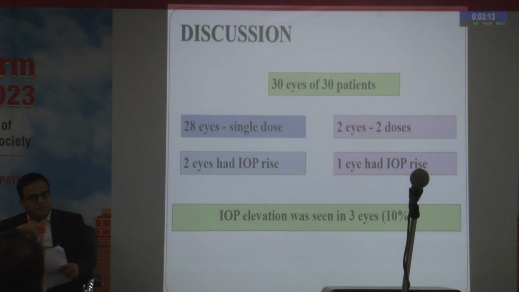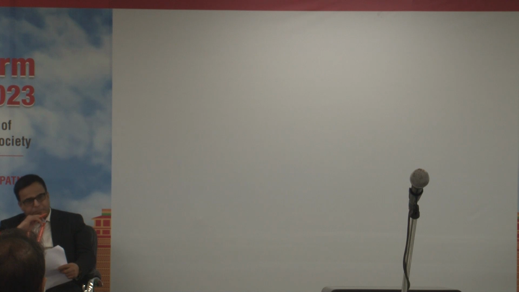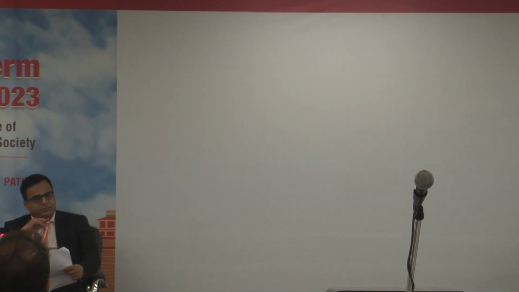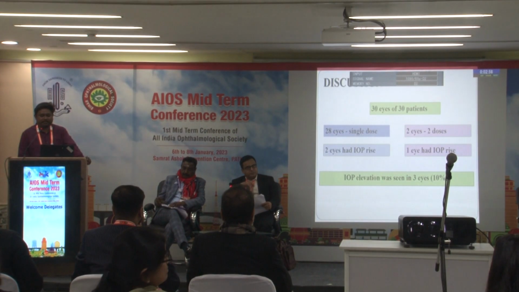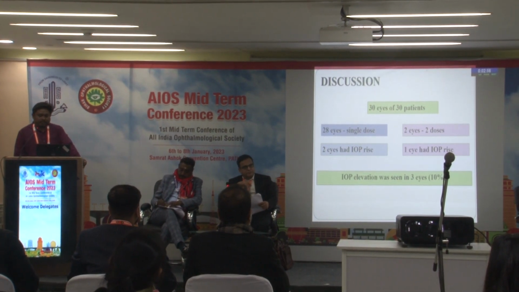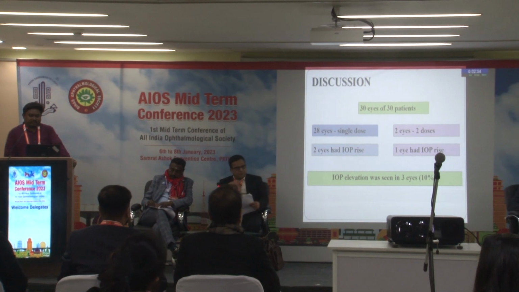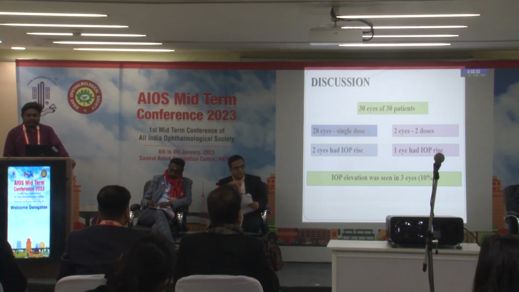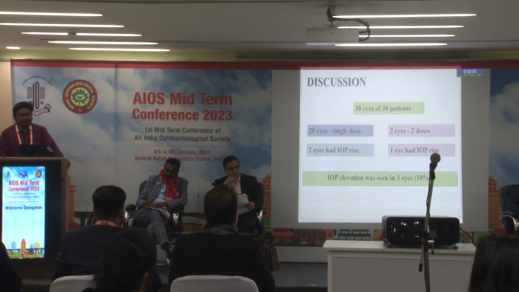30 eyes of 30 patients were included in our study, of which 28 eyes received a single dose of intravitreal Ozurdex and 2 eyes received 2 doses. Among those 28 eyes, 2 eyes had an IOP rise, and among the 2 eyes which received 2 doses, a single eye had an IOP rise. In total, IOP elevation was seen in about 3 eyes, which is about 10% of the cases, and they were treated with topical anti-glaucoma medications.